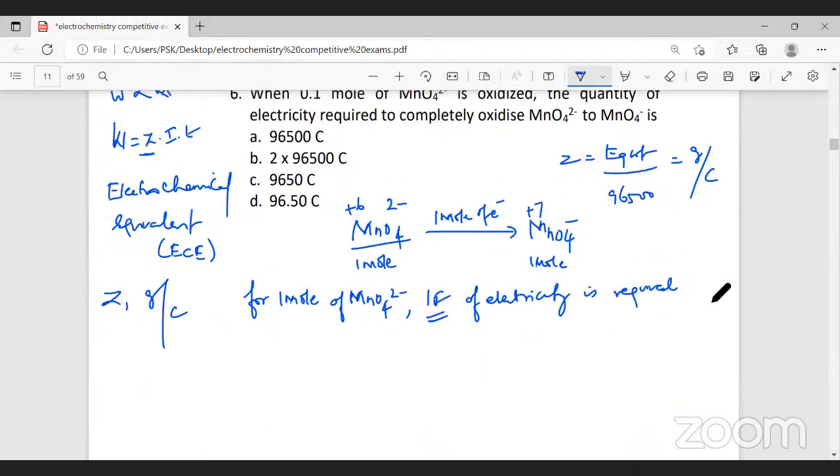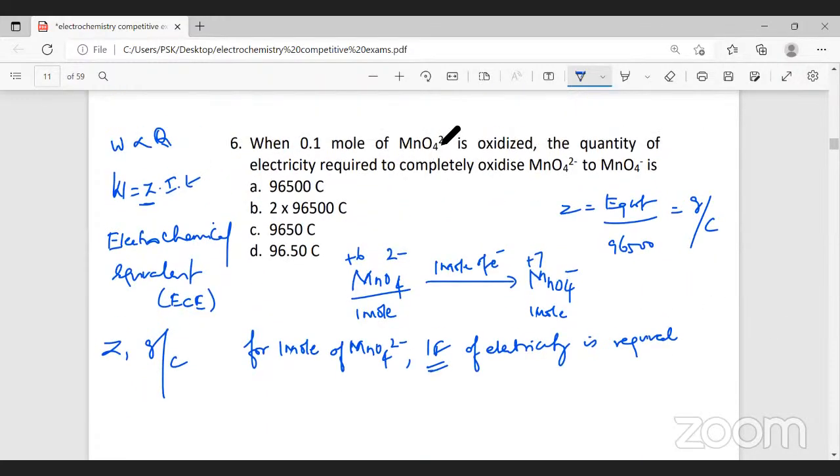But what's the question they're asking? When 0.1 mole of MnO4 2-. So therefore, for 0.1 mole, what is the amount of electricity required? It will be 0.1 into 1 divided by 1, that is nothing but 0.1 Faraday. 1 Faraday is how many coulombs? 96,500. So 0.1 Faraday will be 9,650 coulombs, because we know that 1 Faraday is 96,500 coulombs. Therefore, the answer for this question is option C. Did you understand this working?